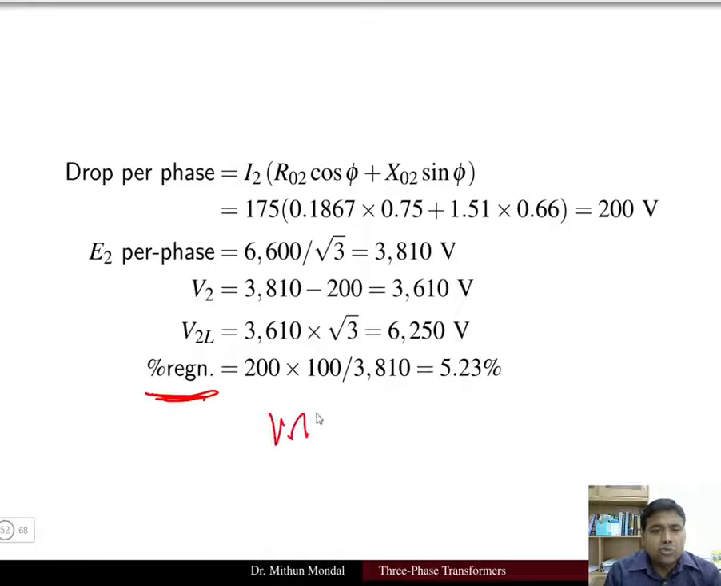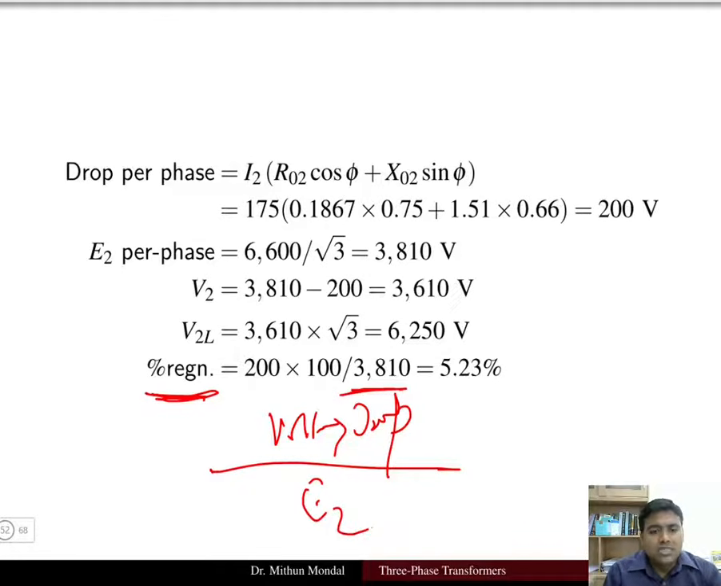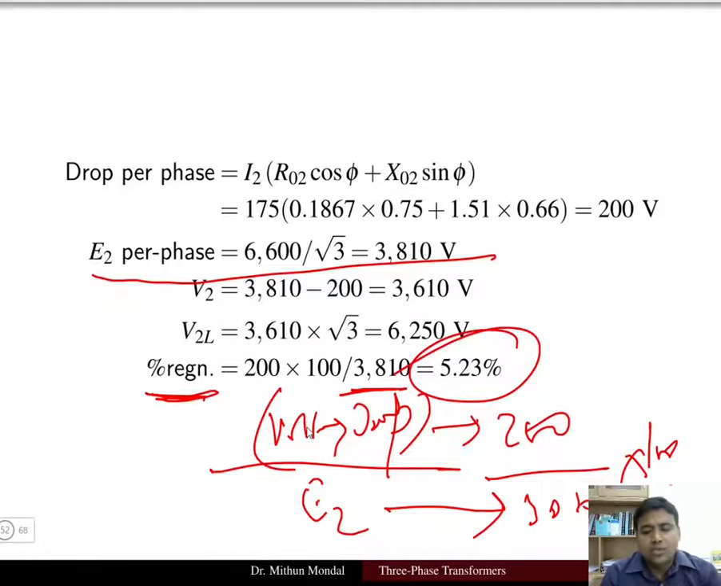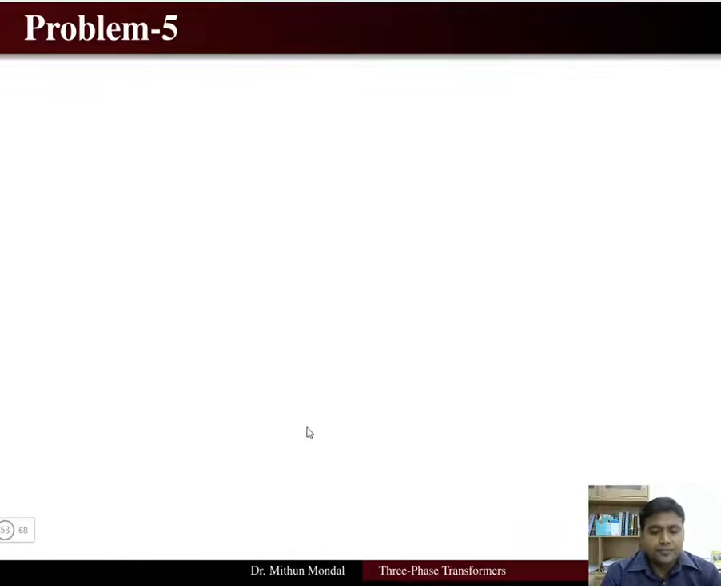So the regulation of the machine we can then obtain from the voltage drop. The voltage drop on the machine is divided by the voltage E2 under the no load condition. So the voltage drop we have already calculated, it is 200, and the E2 value that we have calculated per phase is 3810. Multiplied by 100 it will give you the percent, that is 5.23% as the regulation.